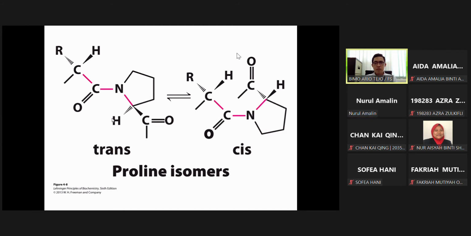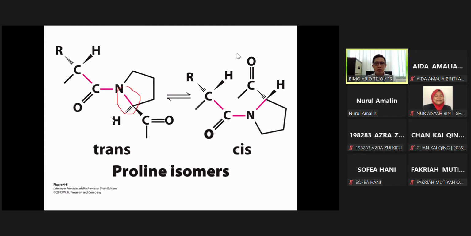Yeah. So basically, this is the structure of a proline. The reason why they add 2 proline is to increase the rigidity of the spike protein, because you know that the proline, this NC bond cannot rotate.